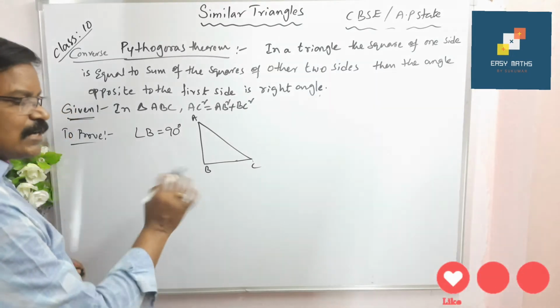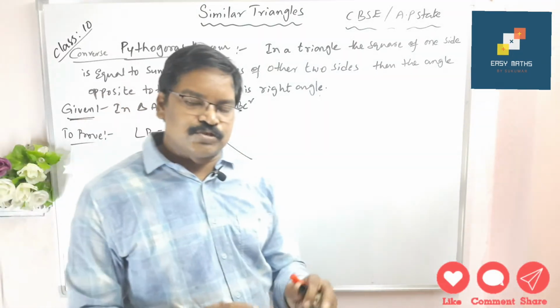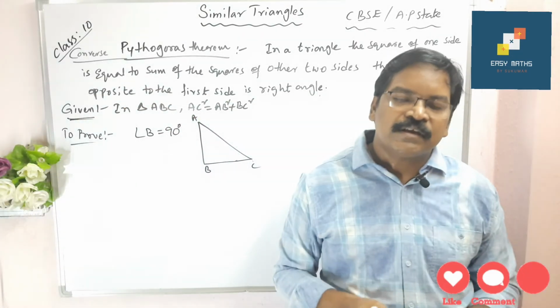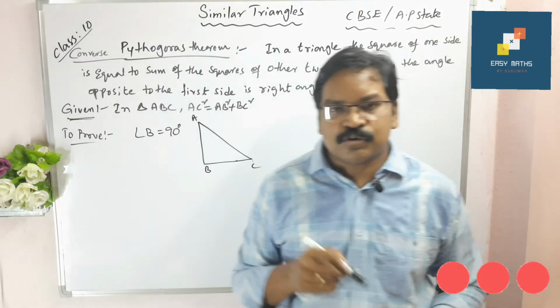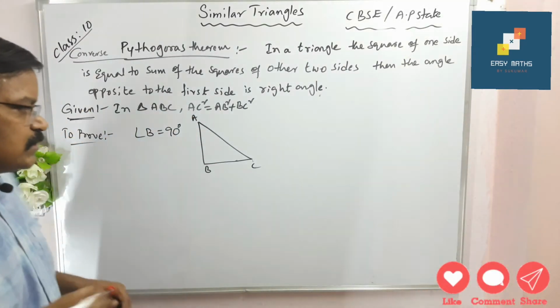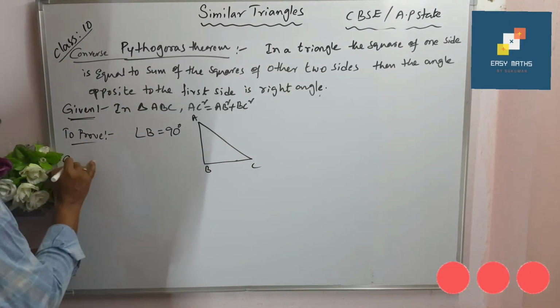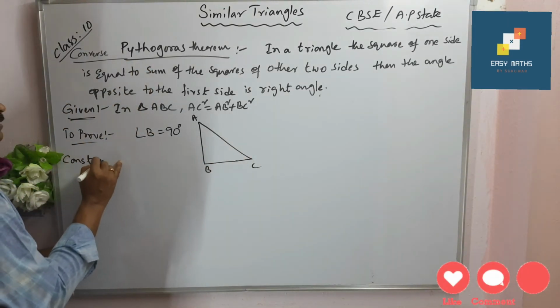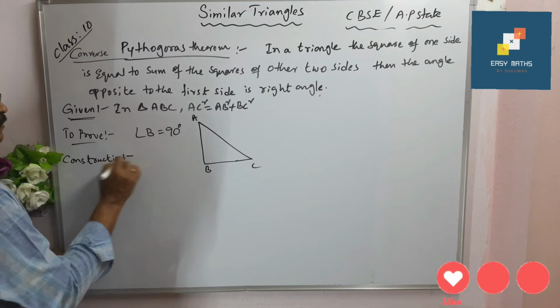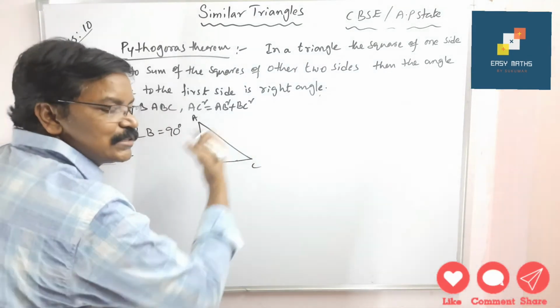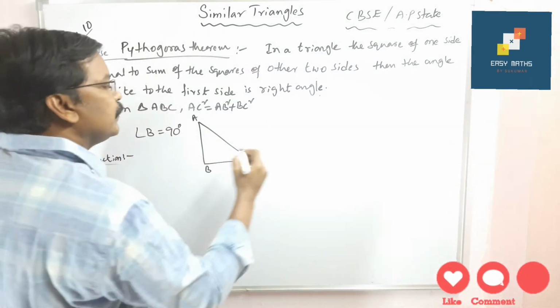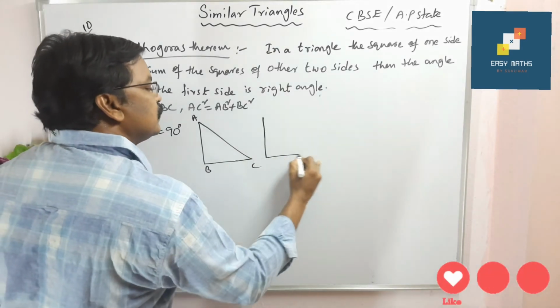Okay. It's not given that angle B is equal to 90 degrees. That we have to prove. We have to prove that angle B is equal to 90 degrees. Okay, my dear students, just listen carefully. Right, construction is very important here. This construction is like the heart of this theorem.